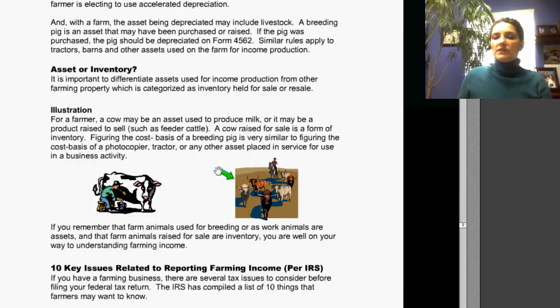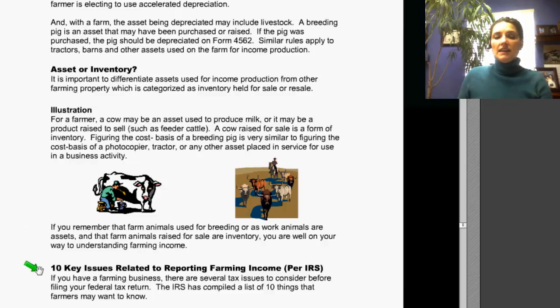A cow raised for sale is a form of inventory, and figuring the cost basis of a breeding pig is very similar to figuring the cost basis of a photocopier, tractor, or any other asset placed in service for use in a business activity. If you remember that farm animals used for breeding or as work animals are assets, and that farm animals raised for sale are inventory, you are well on your way to understanding how farming income works.